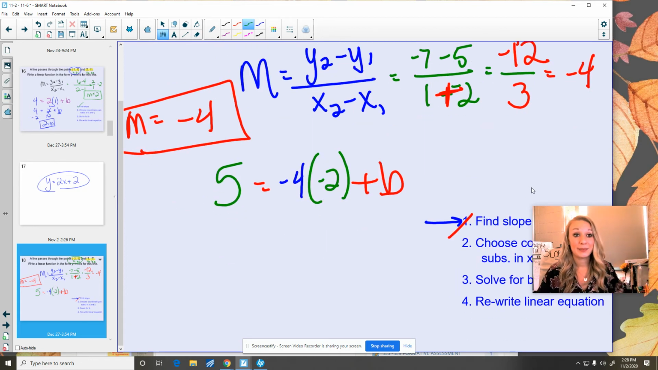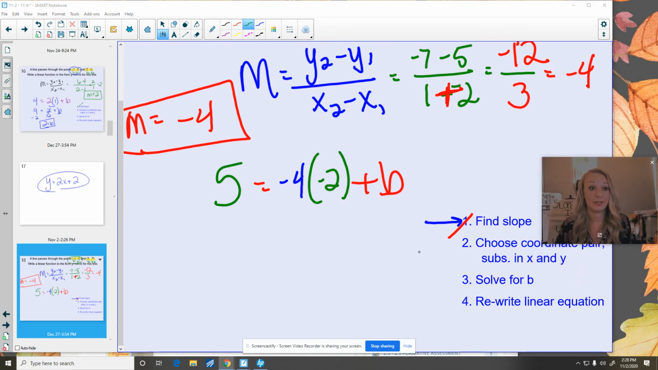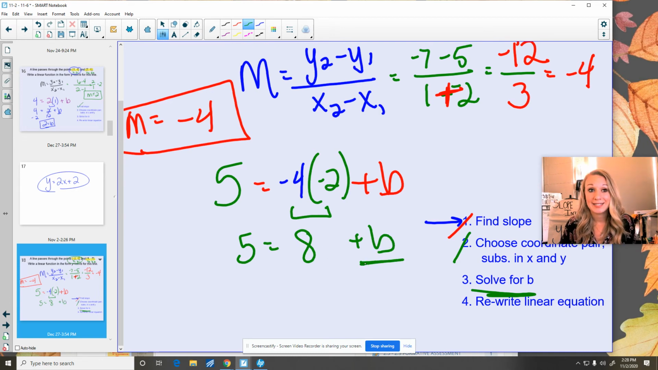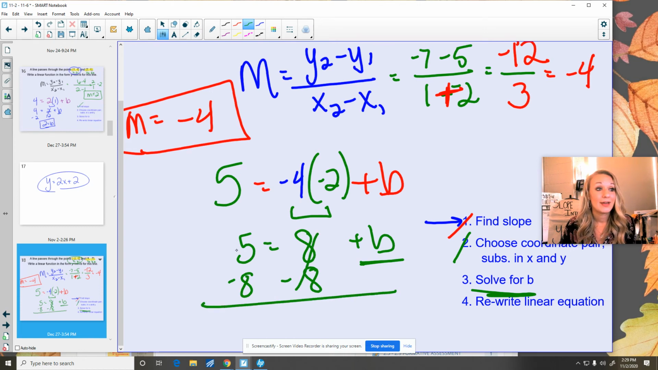Then I know that I'm in the process of solving for b. Okay, I already plugged that in. So I'm now in the process of solving for b. -4 times -2 is a positive 8. So I've got 5 is equal to 8 plus b. I want to isolate b here, which means I'm going to move the 8 to the other side using inverse operations. So minus 8 on both sides. 5 take away 8 is a -3, and I know -3 is equal to b.